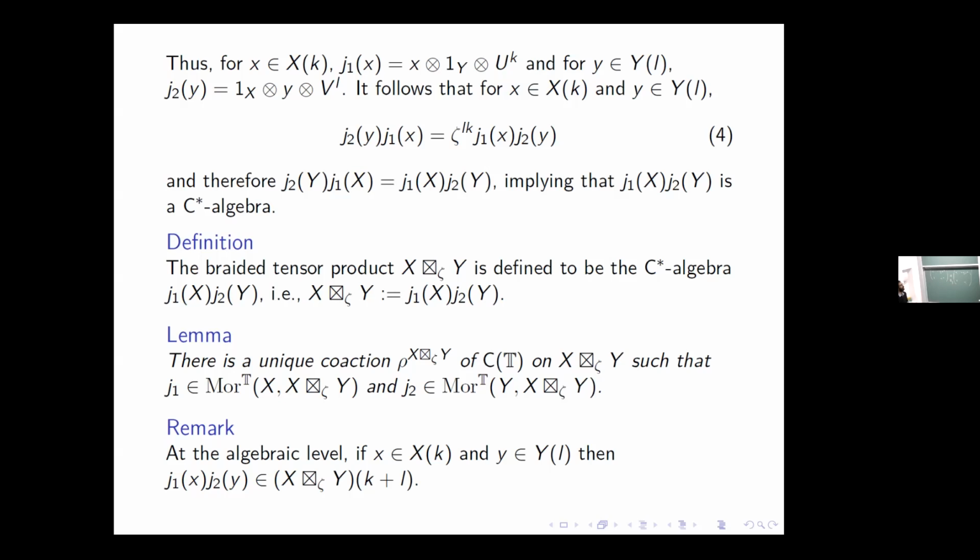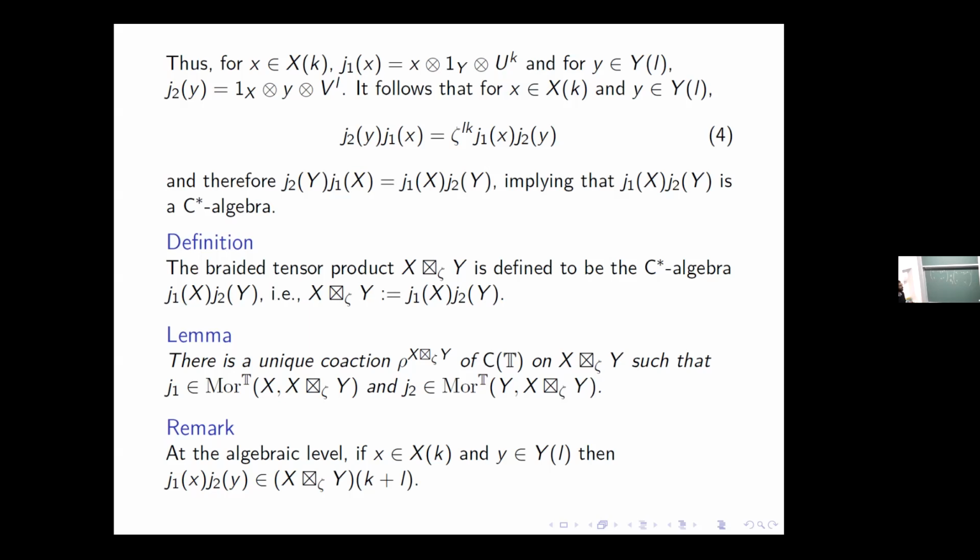So that if I take the closed linear span of the products of these elements, J2Y and J1X, as a closed linear subspace of the bigger C-star algebra, they are the same. So J2Y J1X is J1X J2Y, which says that the span of J1X and J2Y is indeed a C-star algebra. The braided tensor product is defined to be this C-star algebra. So I have taken two T C-star algebras and obtained a C-star algebra. So I also need a T structure on this C-star algebra, which is given by the lemma.